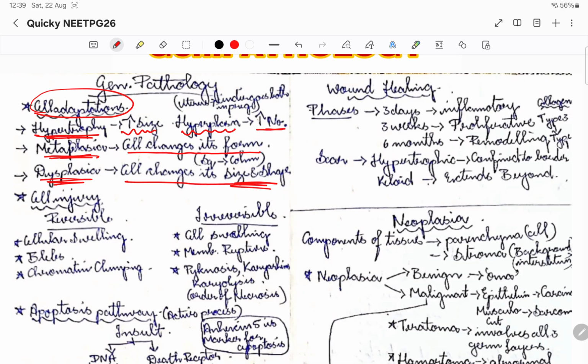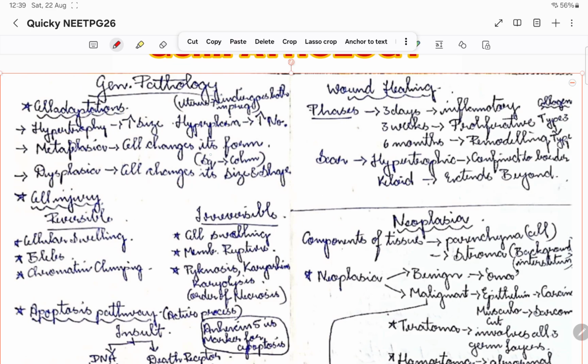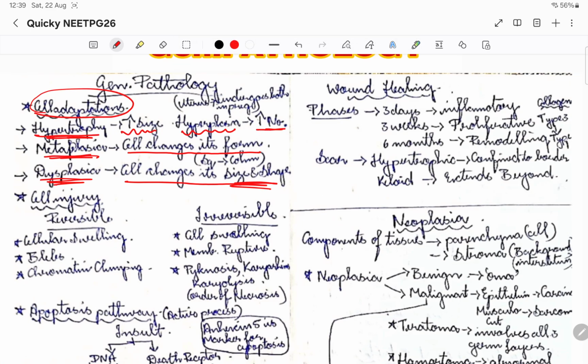Please do not confuse metaplasia and dysplasia. Metaplasia is when the cell changes its form, from squamous cell to columnar cell. If it changes form, it is metaplasia, whereas dysplasia is nothing but changing its size and shape. So one of them will be long, one of them will be short, in that way. For example, if it is a squamous cell, and suddenly it changes due to some pathology into a columnar cell, then it is going to be metaplasia. These are the two things I want you to remember. Do not confuse metaplasia with dysplasia.